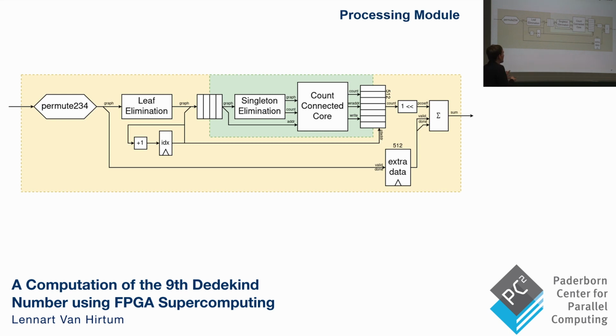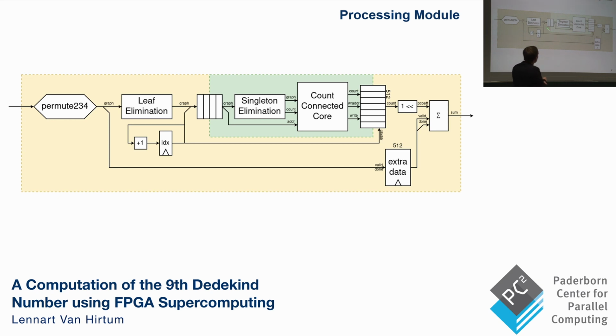So this is then the pipeline that we've actually implemented. So here our graph comes in. Yeah, ignore this for now. We'll get back to that. Our graph comes in. We do our leaf elimination. We store it in the FIFO. We do our singleton elimination. Then it loops around in the count-connected core a bunch of times. And then we write it into the output memory. And we have our index counter here, which is producing the addresses. We do our power of 2, and we add them up. And you will recognize the formula from before.